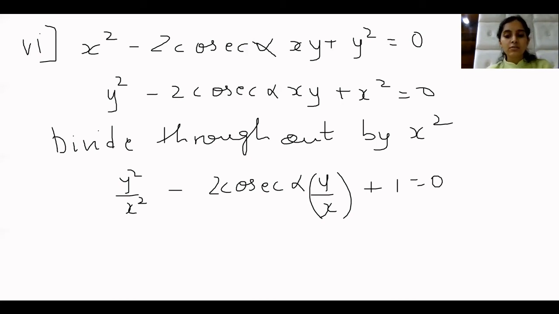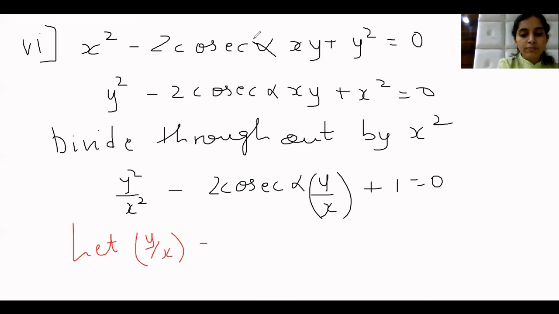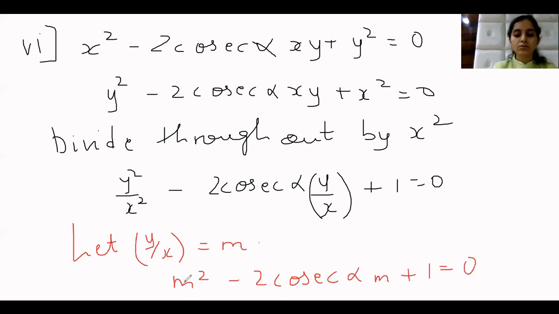Now what does this look like? Is it some kind of a quadratic? How to understand this? I'll say let y by x equal to m. So I'm going to get m square minus 2 cosec alpha m plus 1 equal to 0. Now, this is a quadratic in m and it has two roots, m1 and m2. Okay, how do you write these roots now?